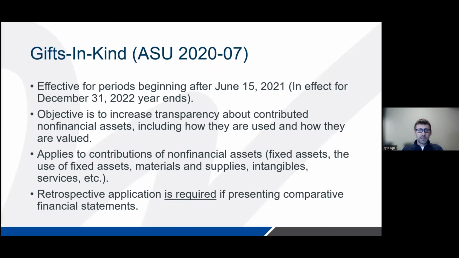And those specifically are things like fixed assets, materials, supplies, services, and they do not include things like donated stock, as those would be called a financial asset. This standard requires retrospective application, so if you're presenting both years in your financial statements, we'll need to make those adjustments to the previous year as well.